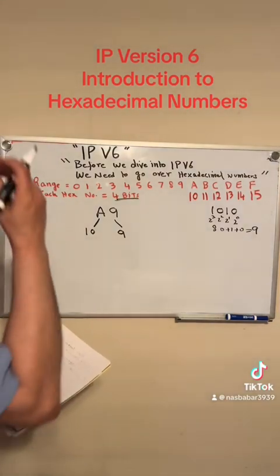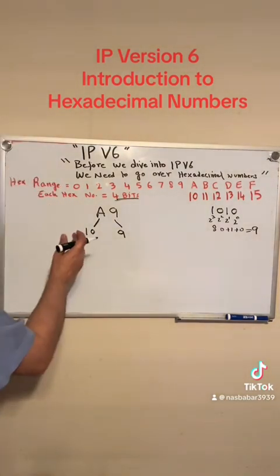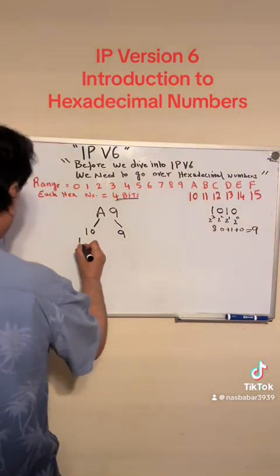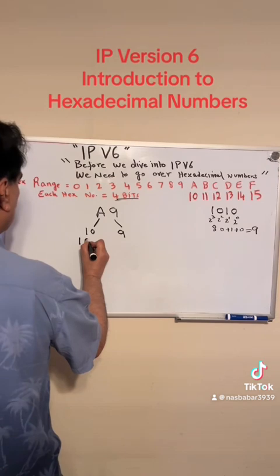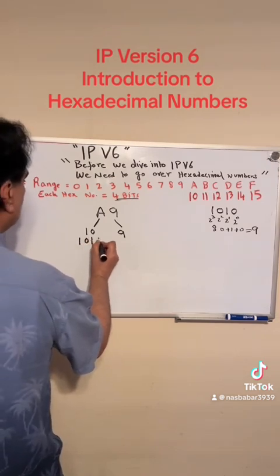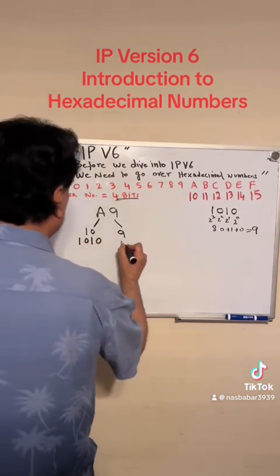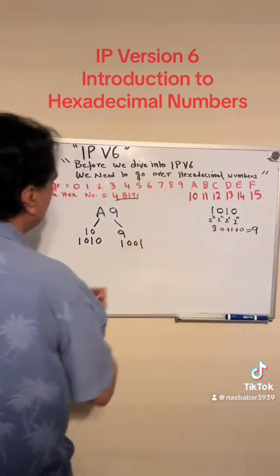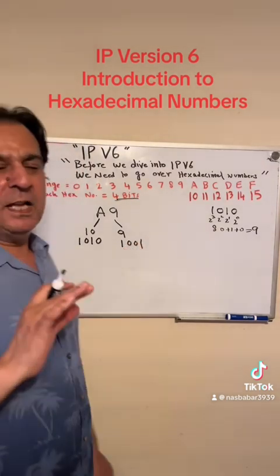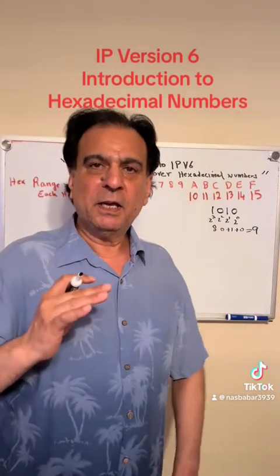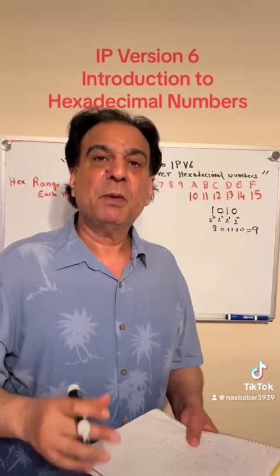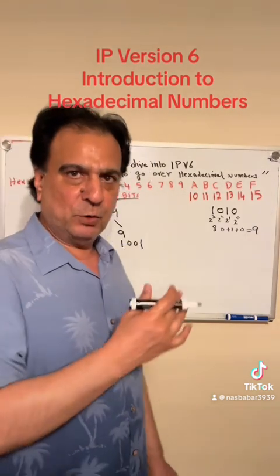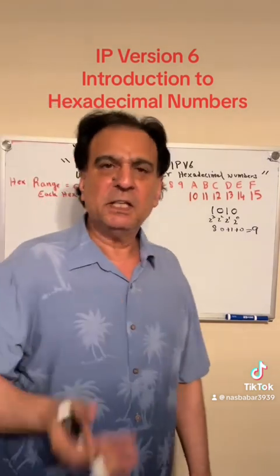Now what we want to do is convert this into binary form. If I convert it into binary, I get 1, 0, 1, 0, and this is going to become 1, 0, 0, 1. If you are a little hazy on binary numbers, go back and check my lessons on binary numbers, and then come back to hexadecimal numbers. It'll definitely help you out.